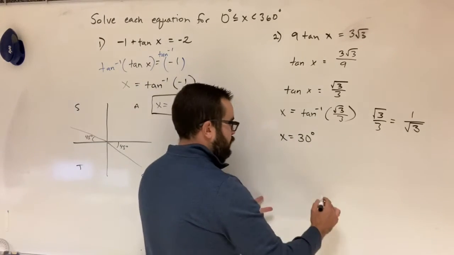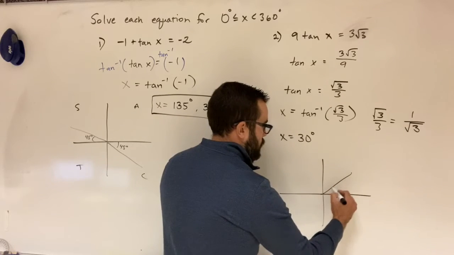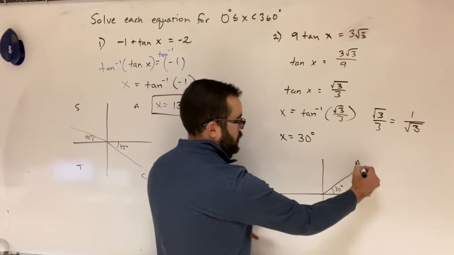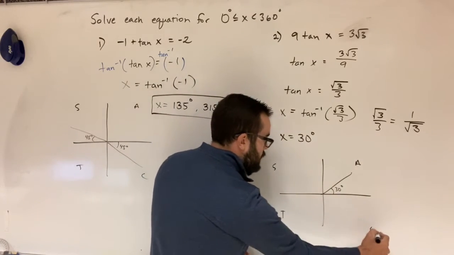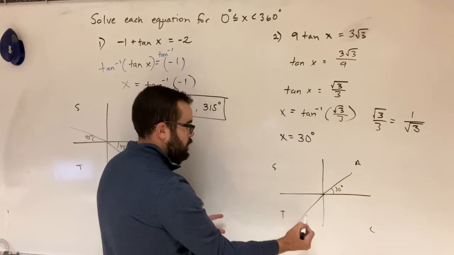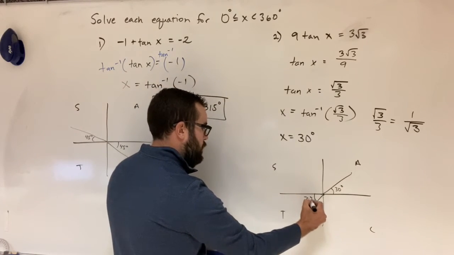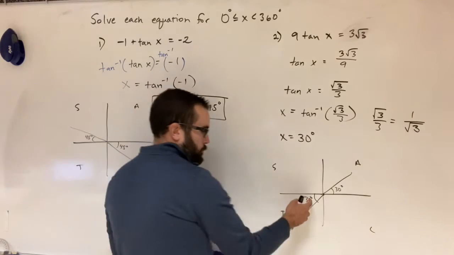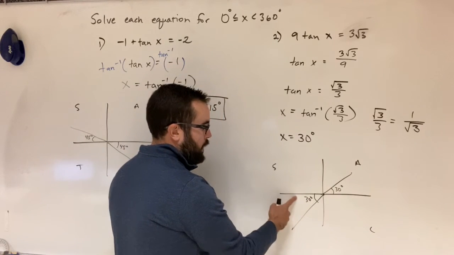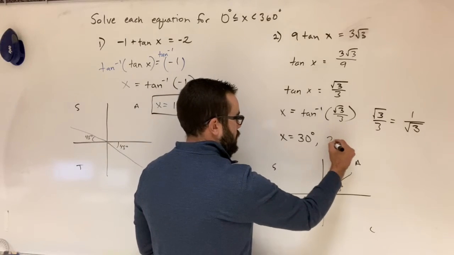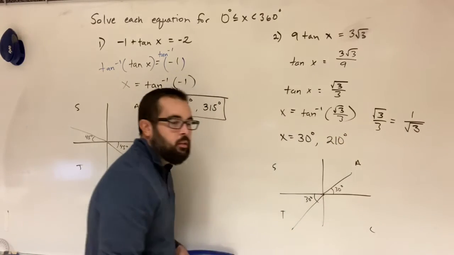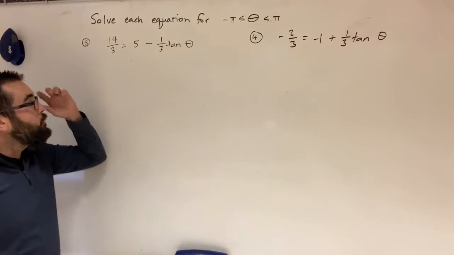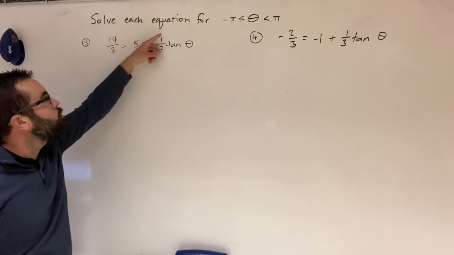And so that's your first quadrant angle. Where else is tangent positive? Well, tangent's also positive in the third quadrant. So this angle is 30 degrees. Okay? So that angle is 180 plus 30. So that's 210 degrees.